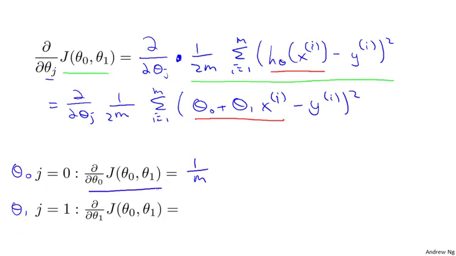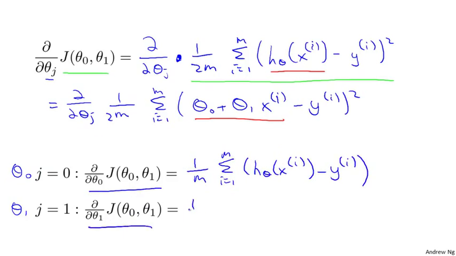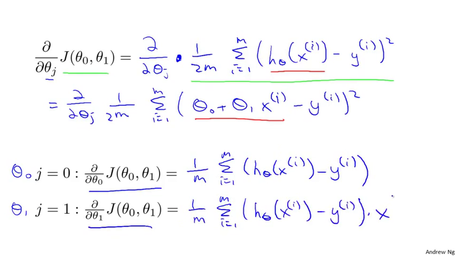It turns out this first term simplifies to 1 over m, sum over my training set of just that, h(x^(i)) minus y^(i). And for this term, the partial derivative with respect to theta 1, it turns out I get this term, h(x^(i)) minus y^(i), times x^(i). Okay?